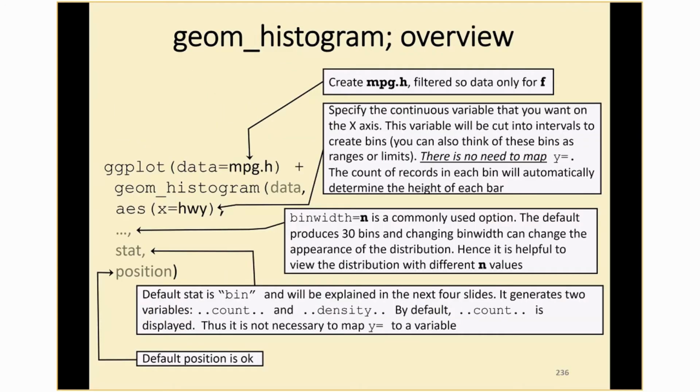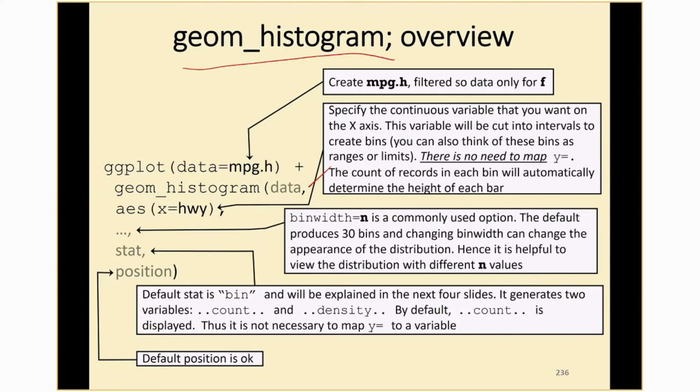So, as often has been the case, we will return to this template that we've seen many times before that says we're going to have our plotting function, and then we're going to add to it a geom, and the geom is going to have those 5 things: the data, the aesthetic mapping, the options, the stat, and position. And so we can think about how those things are going to operate for geom histogram.